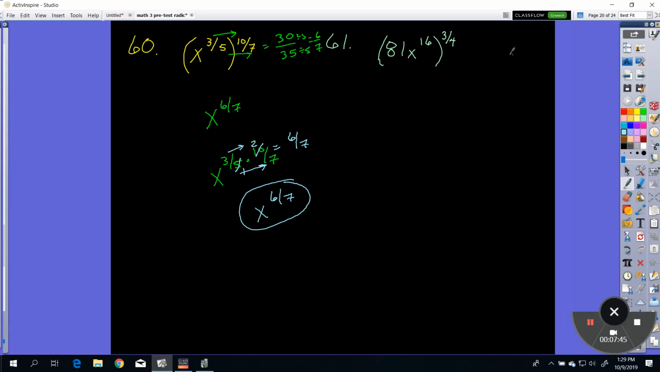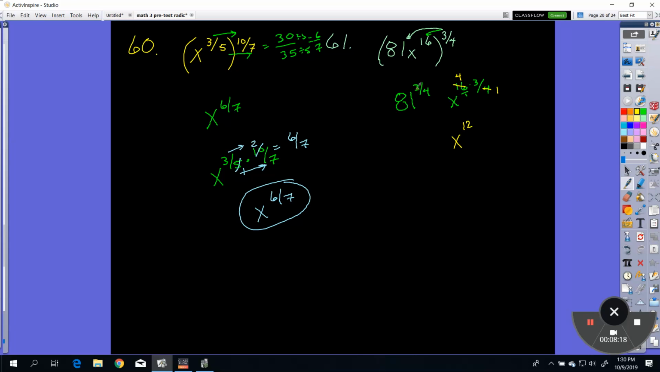On 61, remember that this 3/4 has to go to both powers. So it really goes to the 81 and to the 16. So this is really 81 to the 3/4 power and x to the 16 times 3/4. So this is the easy part. So I'm going to cross cancel on this. 16 and 4 are each divisible by 4. So 4 divided by 4 is 1. 16 divided by 4 is 4. So that leaves me with 4 times 3, which is 12.